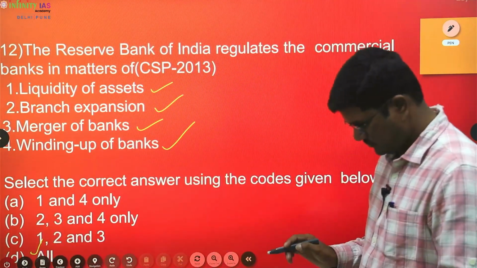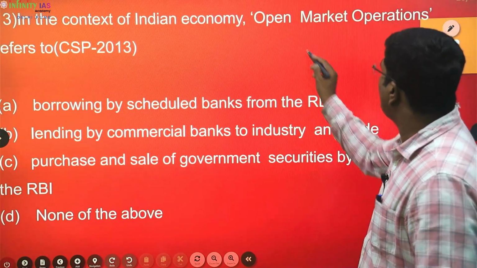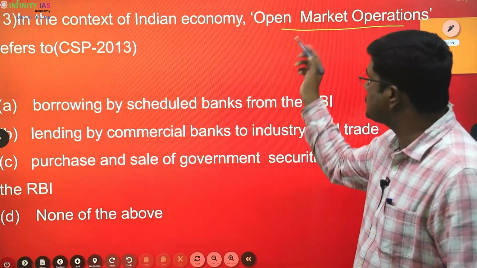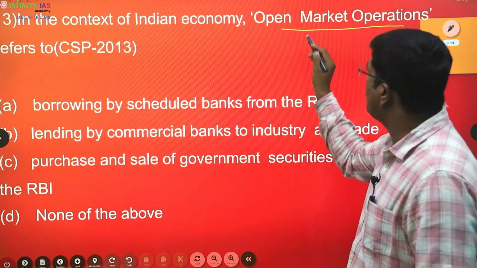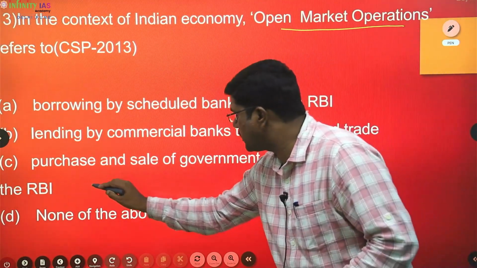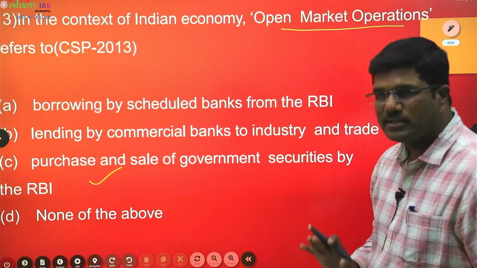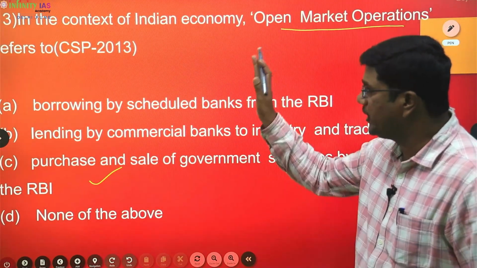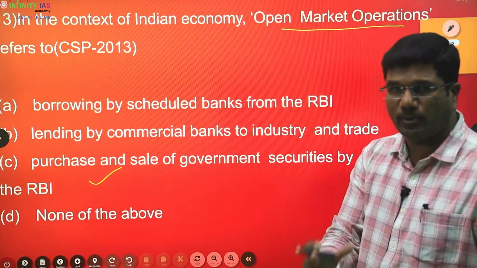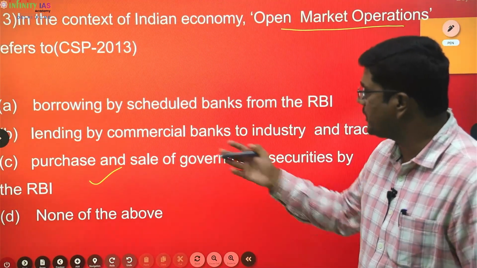Last one. In the context of Indian economy, open market operation, as we have spoken earlier, what is open market operation? Open market operation is nothing but purchase and sale of government securities by the RBI. Now this was a very simple question. If you have studied monetary policy carefully, and particularly the quantitative measures of monetary policy, that is, quantitative measures of credit control, then you can easily answer this question.